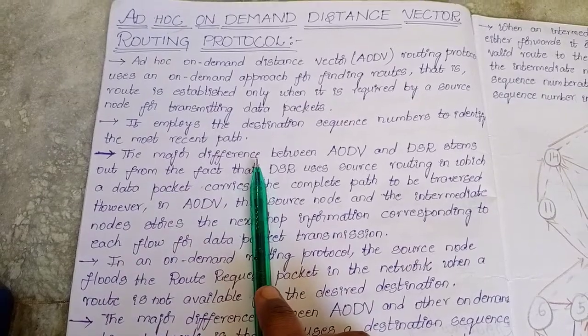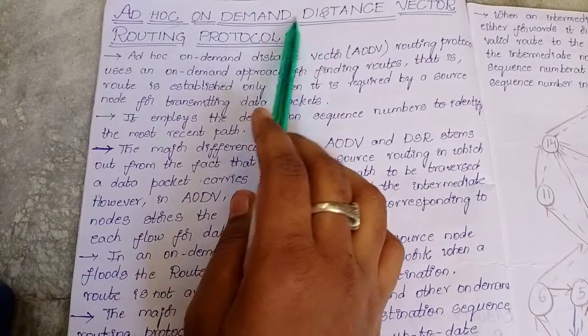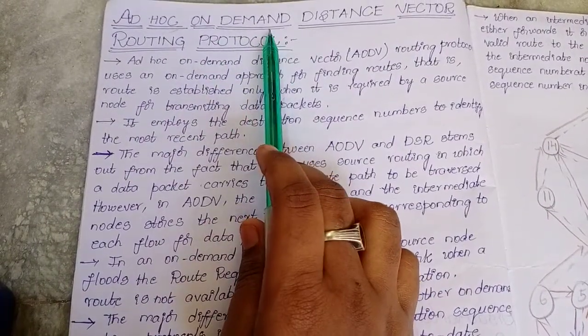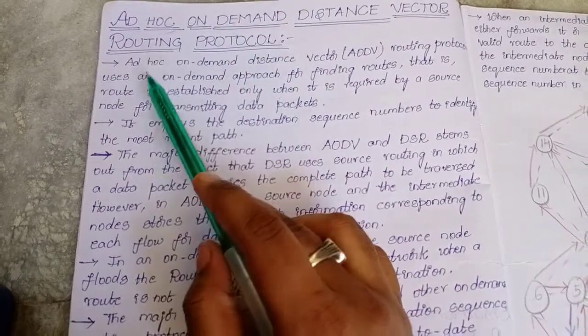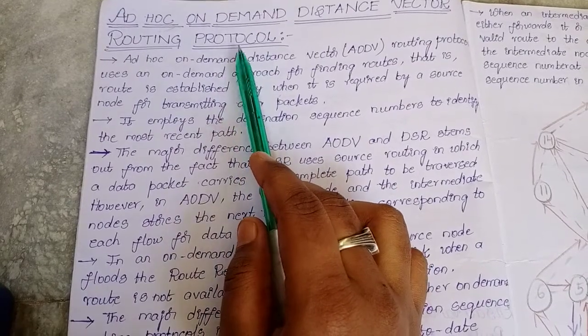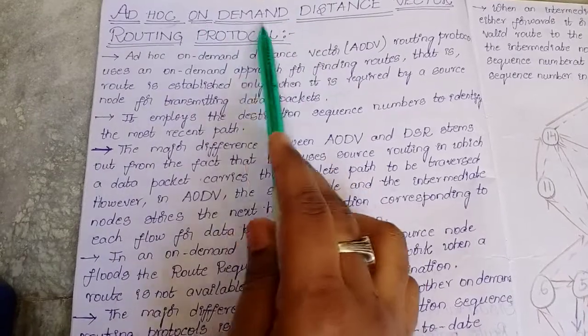Hello everyone. In today's video, we are going to learn about the ad hoc on-demand distance vector routing protocol. The name on-demand itself tells us that the route from the sender to the destination will be calculated only when there is a demand. Otherwise, it will not be calculated. That is indicated by the word on-demand.